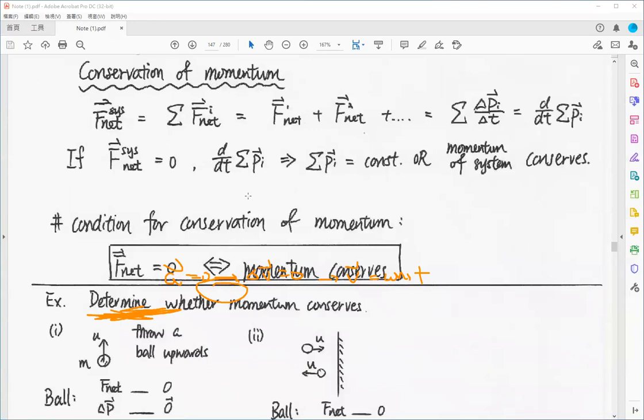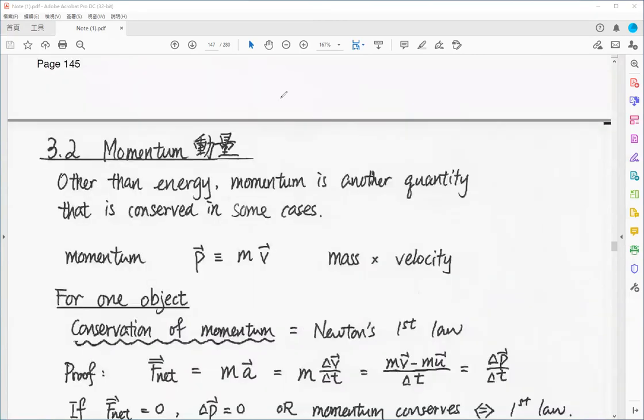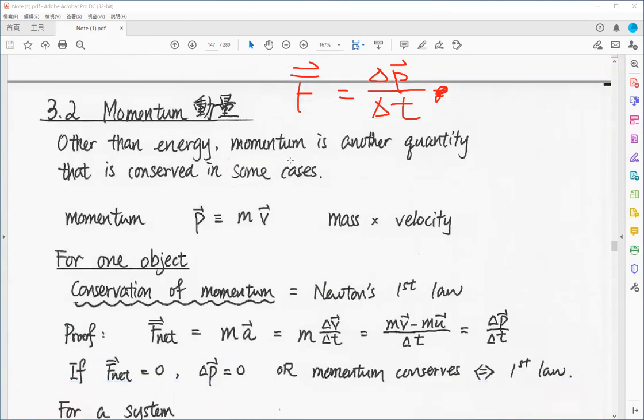So let's have a look at Newton's second law again. What you have learned for Newton's second law is just F = ma. But the original form of Newton's second law is actually that the net force equals the change in momentum over the change in time. It's what Newton originally wrote down. And if the net force is zero, then the change in momentum will become zero.